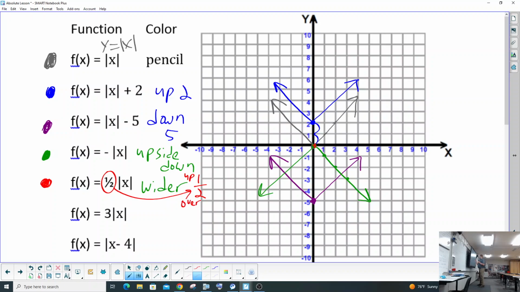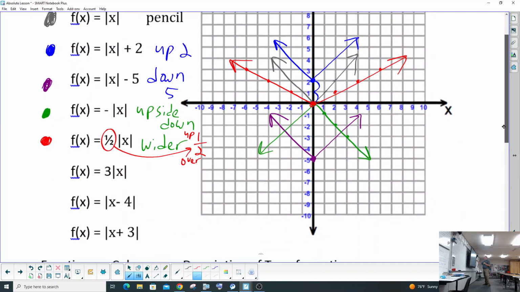Ready? So go at the center of our graph, go up 1 over 2, up 1 over 2, up 1 over 2. So there's that part of the wider 1/2 absolute value x. Then you're going to go up 1, back 2, up 1, back 2, up 1, back 2. And that also makes it wider.